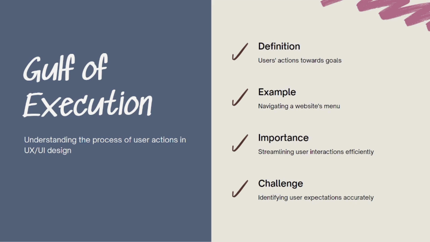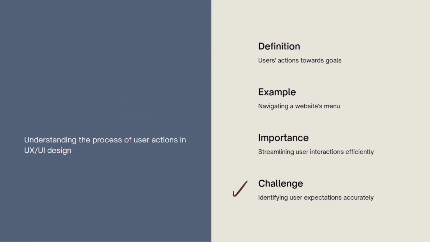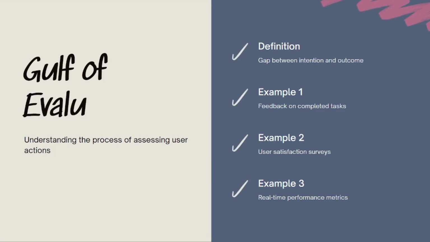Coming to gulf of evaluation. Gulf of evaluation is basically after doing a particular task. Now the user knows he is able to navigate through the menu. After doing a particular task, is he able to understand that he has done it? How to make the user know and understand that he has done what he intended to do? The first thing is going to do something, the next thing is after doing something.